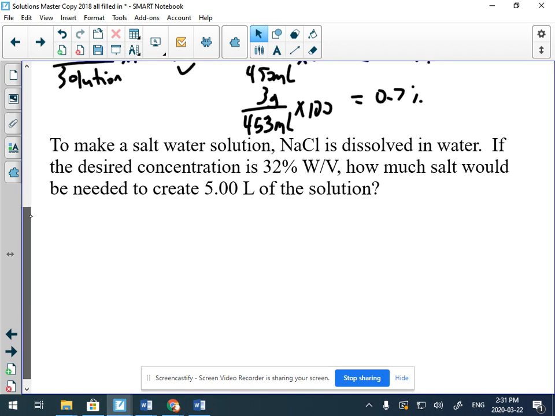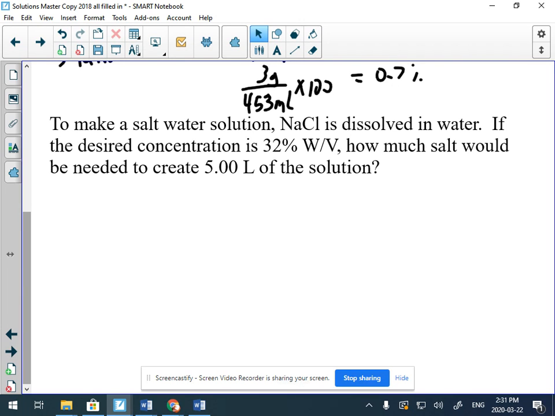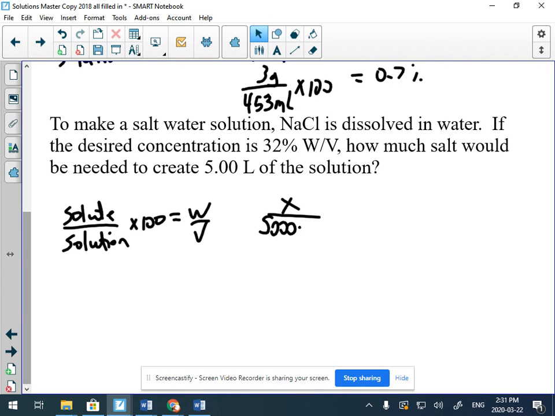All right, last one says to make a saltwater concentration, we have 32% WV. How much salt would you need to create 5 liters? Okay, so let's do solute over solution times 100 is equal to WV, weight volume. We don't know the solute. Now, to be fancy, I'm going to turn the liters into grams. So I've got 5,000 grams times 100 is equal to 32. So I've got to solve for X.